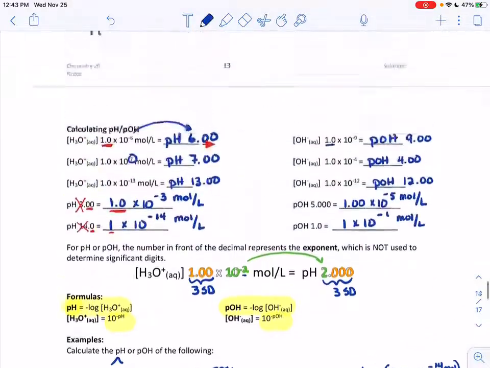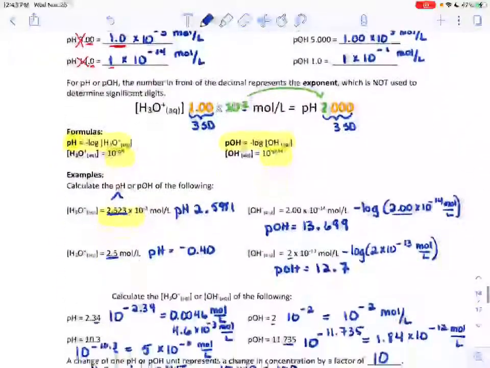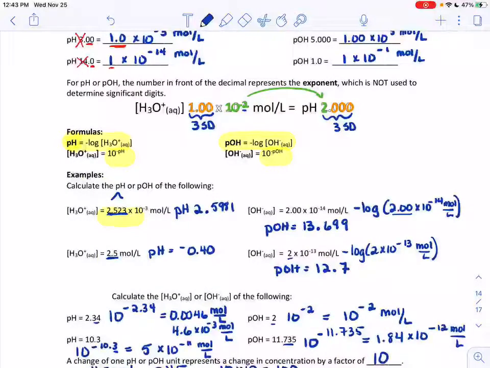All right, so this is our introduction on calculating pH and pOH. Again, the calculations are easy. It's those significant digits that you've got to practice and stay on top of. So work really hard to understand those as you work through the assignment today.